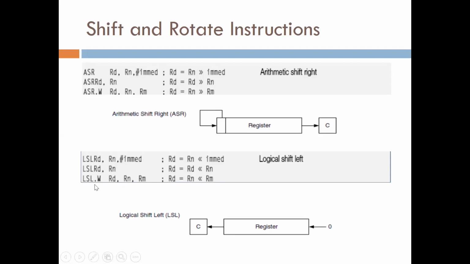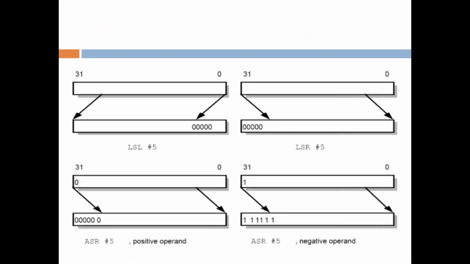So the instructions without .W indicate that it is the syntax for the traditional 16-bit Thumb instruction set. The instruction with the suffix .W indicates that these are the syntax for 32-bit Thumb-2 instructions. Next, we will see the same instruction operation in a pictorial format.